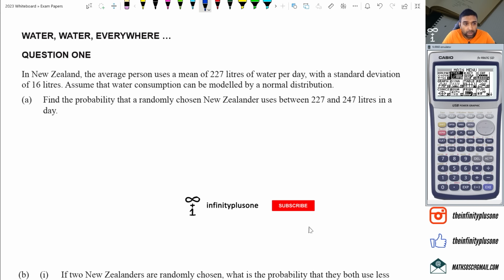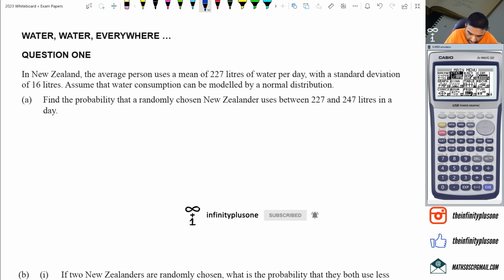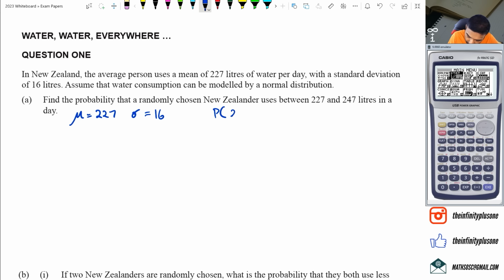Okay, so question 1. What we've got here is a normal distribution question. The mean happens to be 227 and the standard deviation is 16, and we're asked to figure out the probability of being between 227 and 247.